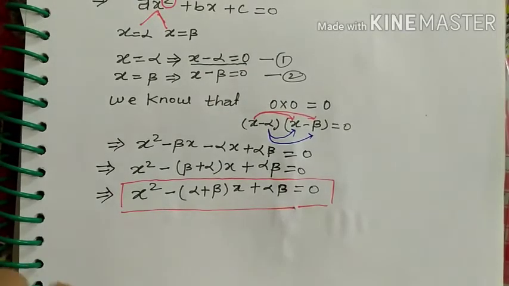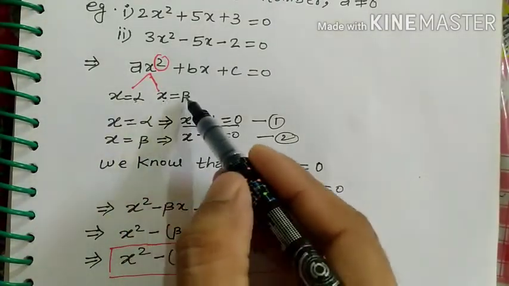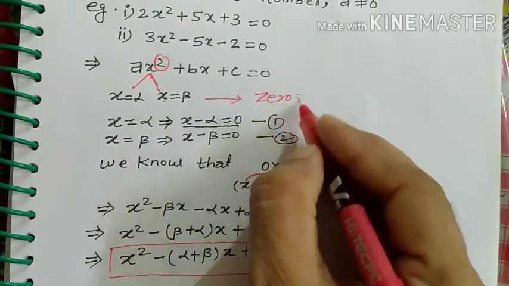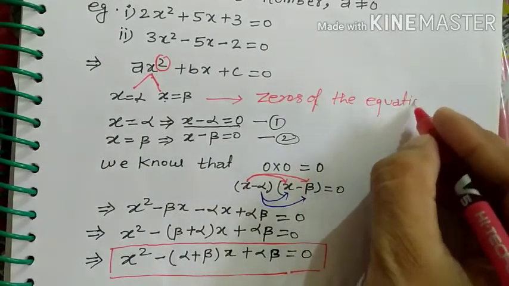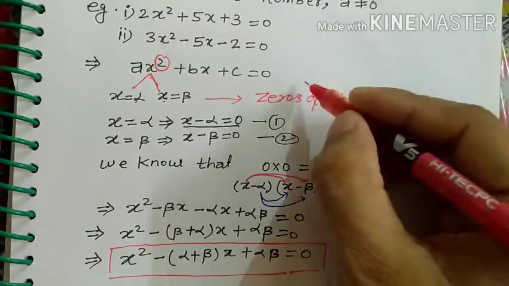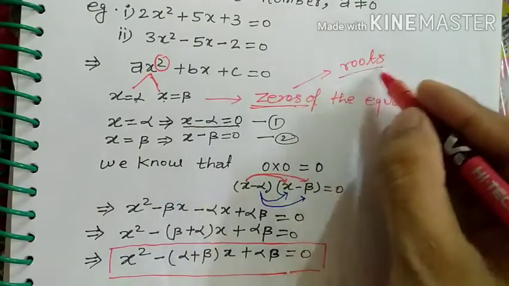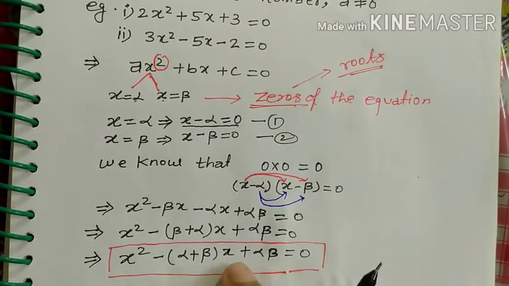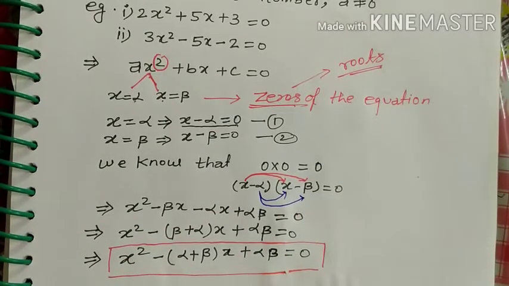And some more information: x equals alpha and x equals beta are known as zeros of the equation, and the second name of zeros is roots. That means आप इसे जीरोज भी कह सकते हो और रूट्स भी कह सकते हो. x की जो वैल्यू होती है उसे आप जीरोज भी कह सकते हो, रूट्स भी कह सकते हो. तो x square minus (alpha plus beta) x plus alpha beta equals 0, ये आपका इक्वेशन हो जाएगा तब जब अल्फा और बीटा पता हो रहेगा.